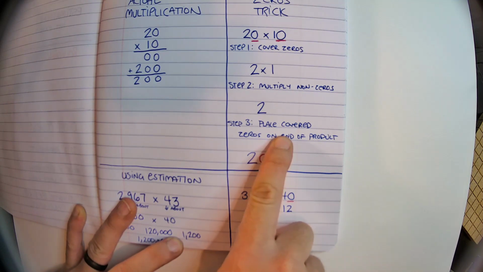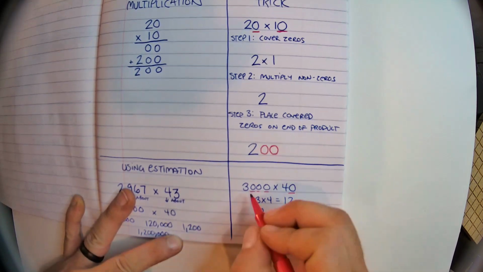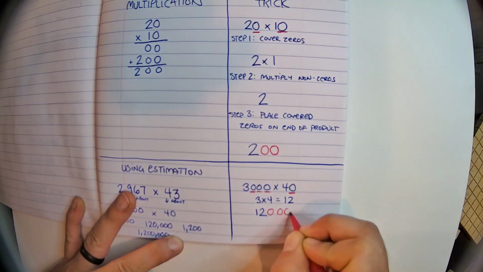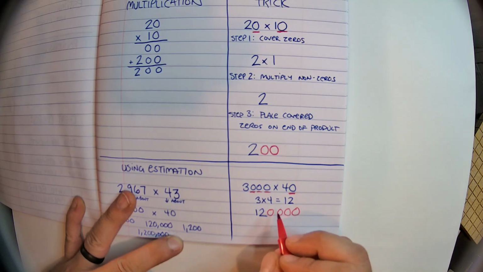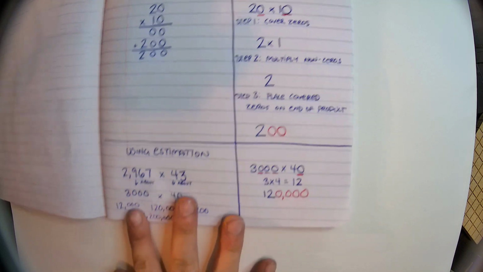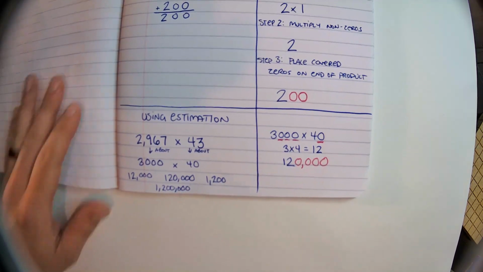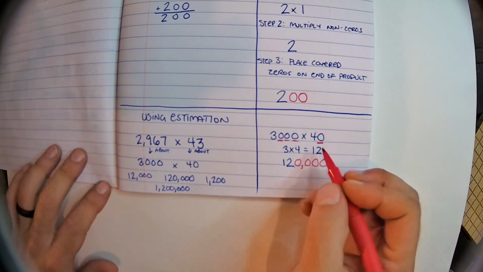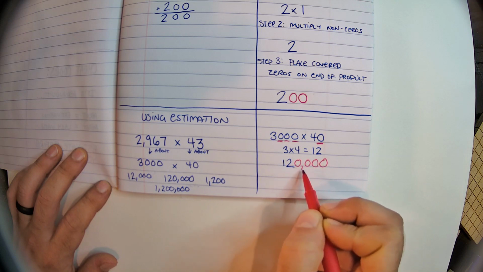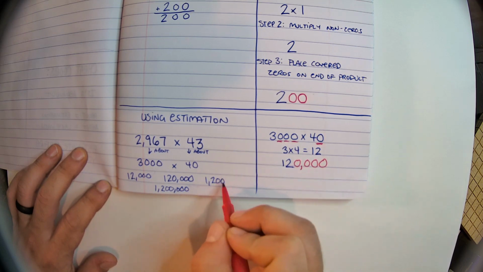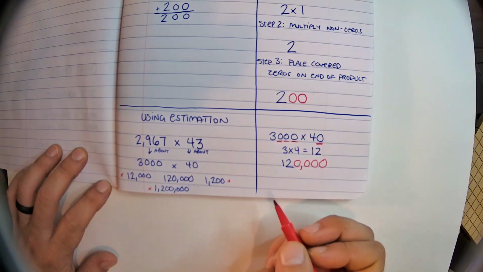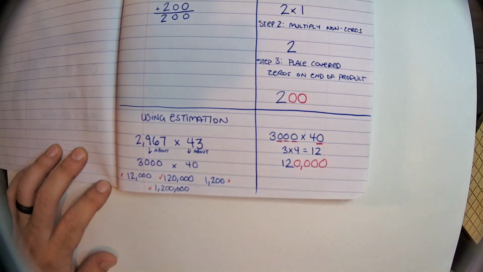So now we need to place the covered zeros on the end of the product. We had 1, 2, 3, 4 zeros. So I'm going to place 4 zeros on the end, a comma after the third zero. So which one of those answers on the left side is the most reasonable? Because we know the zeros trick, we can see that it is 120,000. So our most reasonable one is not 12,000, not 1,200,000, not 1,200, but 120,000.